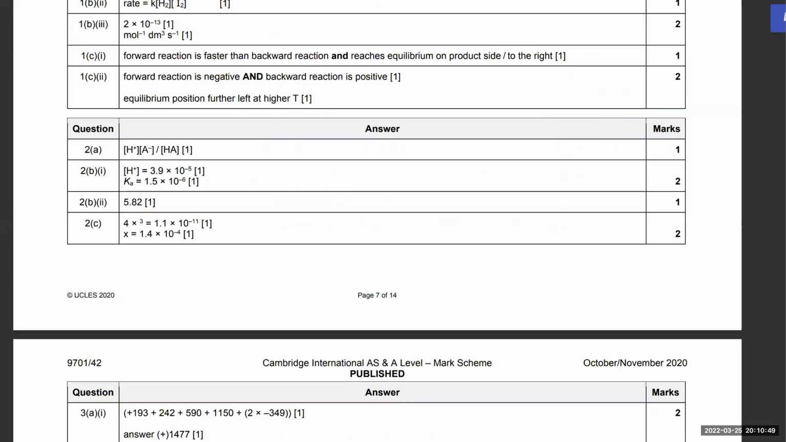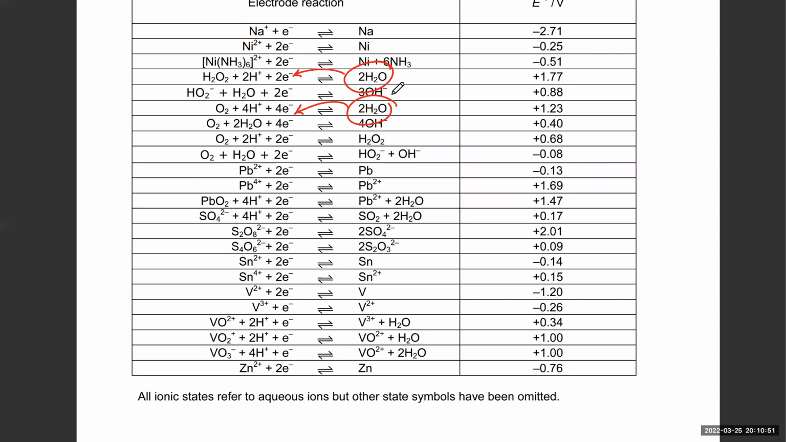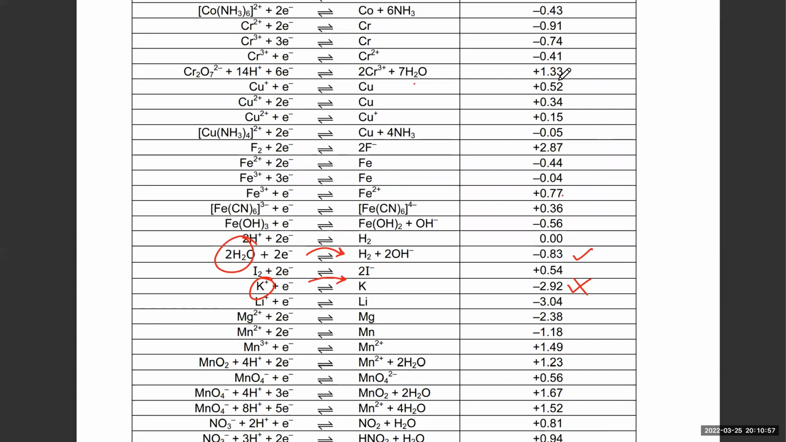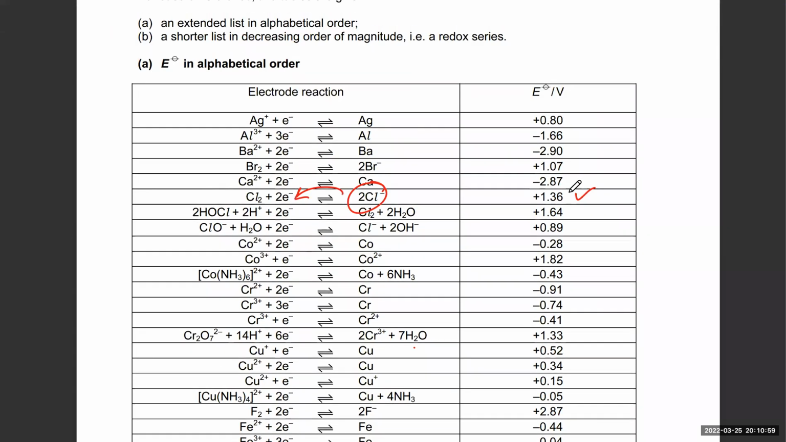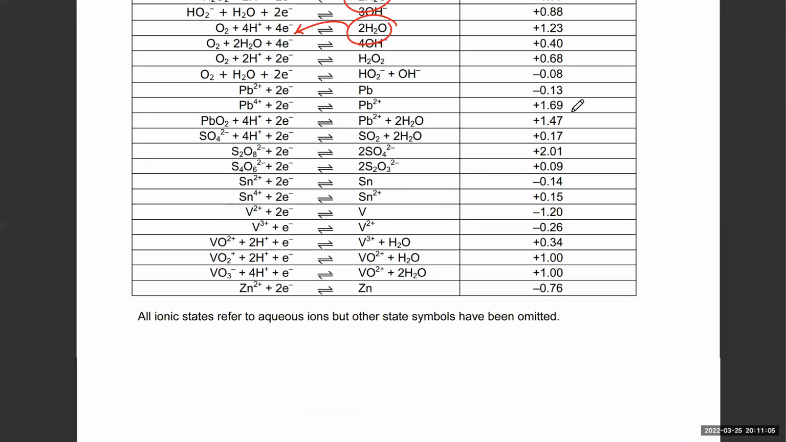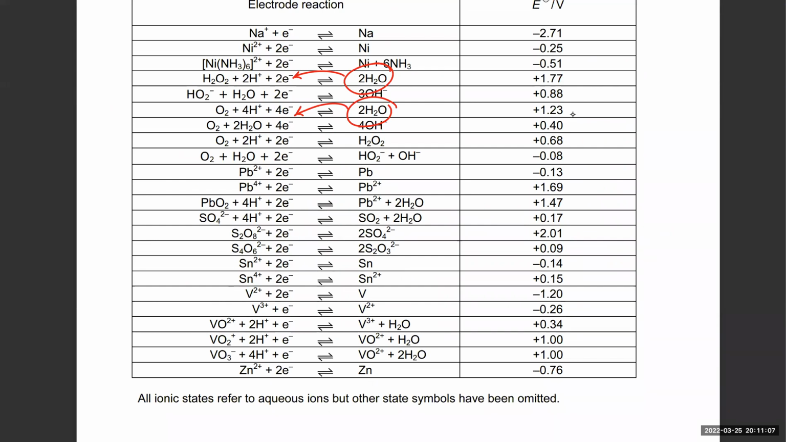Now, the lower E naught one, it's 1.23 volts, 1.77 volts, and there was one more equation, which is 1.36 volts. Now, the lowest one happens to be this one. This one is the lowest one. It has the lowest E naught, which means it has the greatest tendency to lose electrons, right? So you're going to select this equation.